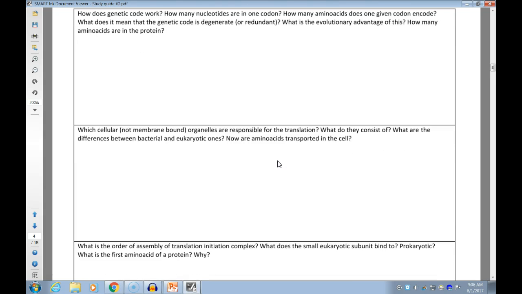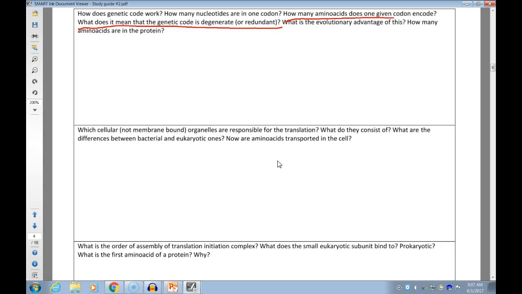Genetic code. Three nucleotides form one codon. We have 64 codons, three of them are stop, and 61 encode amino acids. One amino acid may be encoded by more than one codon. The evolutionary advantage is that those amino acids are less prone to change as the result of mutation, so you have higher chances of silent mutation.